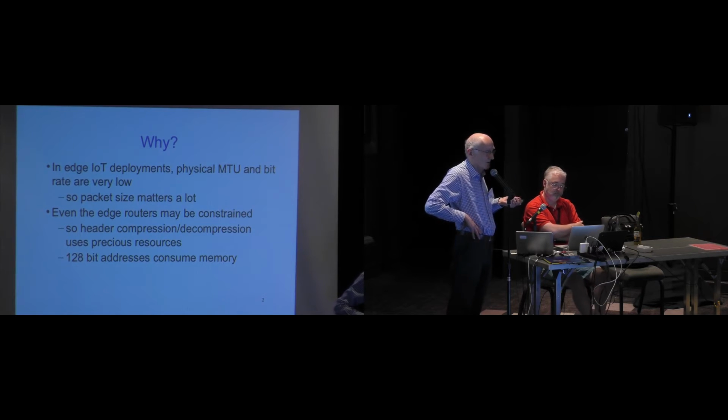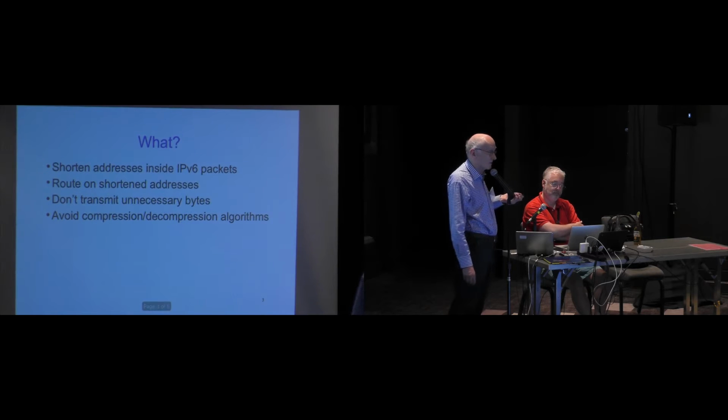128-bit addresses use memory. So for a certain class of routers, there is a strong case for both reducing packet size and reducing the header decompression and compression overhead. How? Well, you do it by using shorter addresses, routing on the shorter addresses, not transmitting unnecessary bytes, and avoiding any fancy compression and decompression algorithms at the level of processing the IP header.